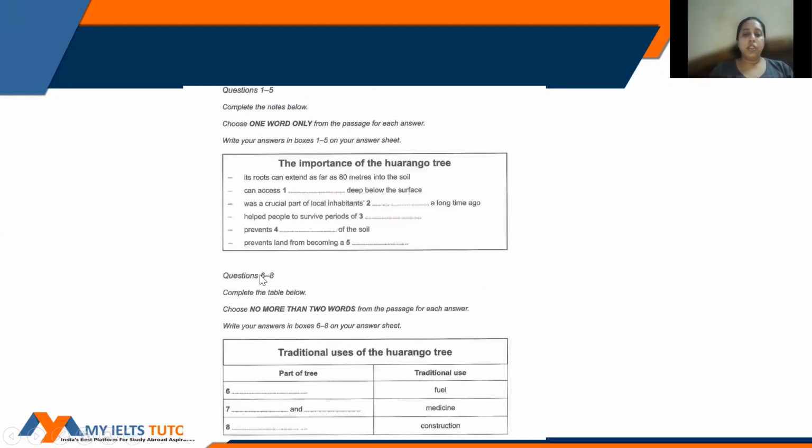And then we have it in table form like this. It is in the form of a table, part of tree in traditional use. So for fuel, which part of tree is used? Whenever we are reading the passage, we will check that. For fuel, they are referring to which part? For medicine, they are referring to which part? Right? This type of question is in the type of bullets, so single information is given here.